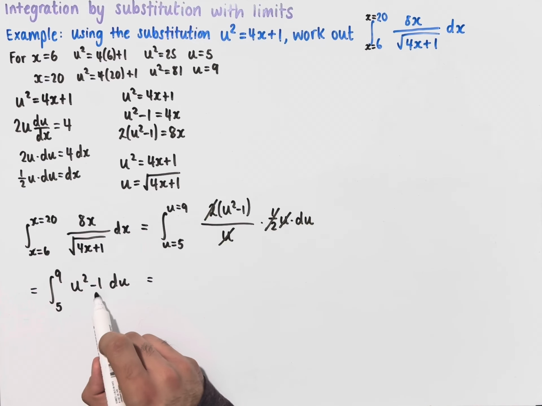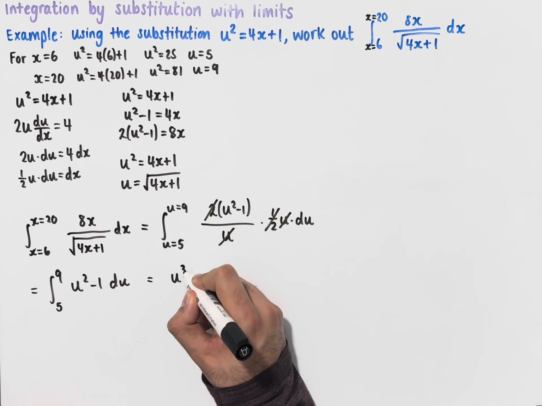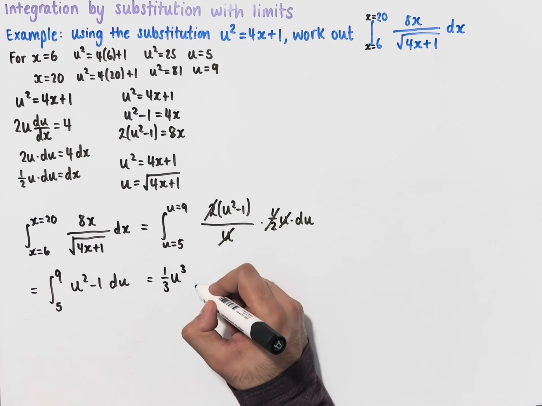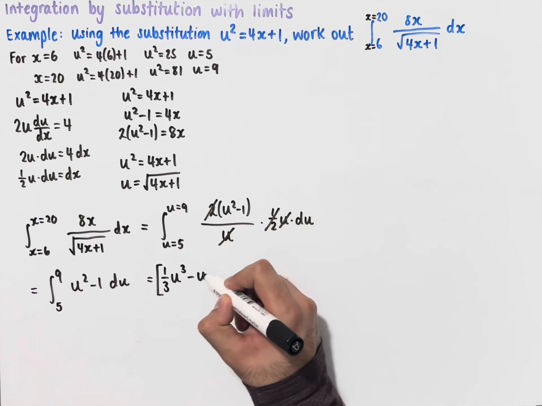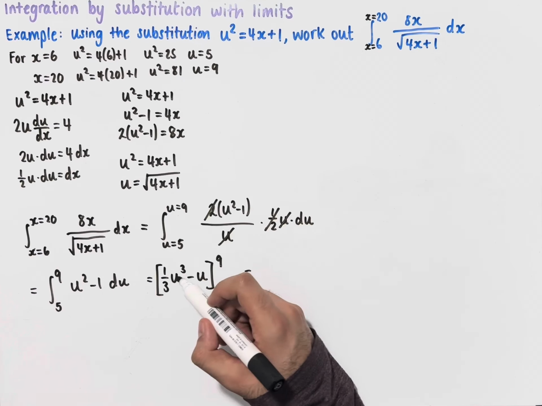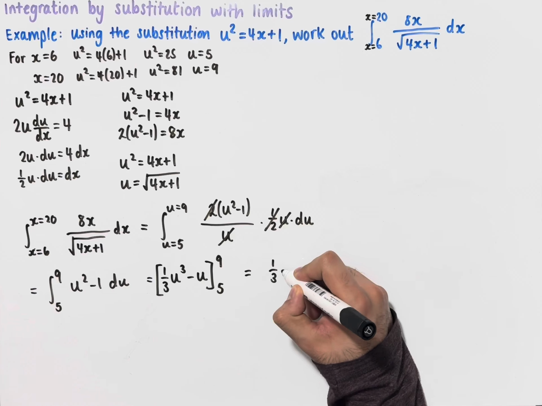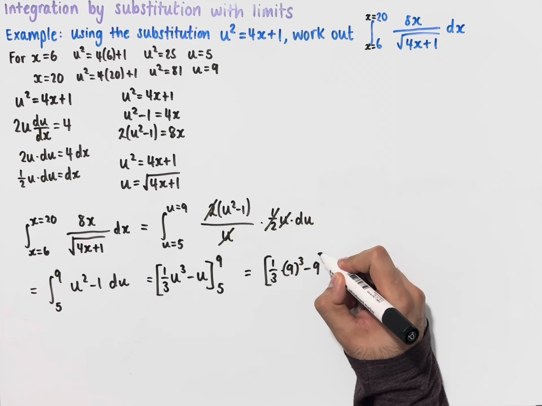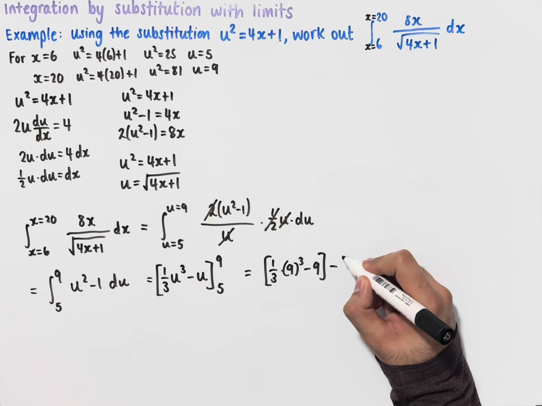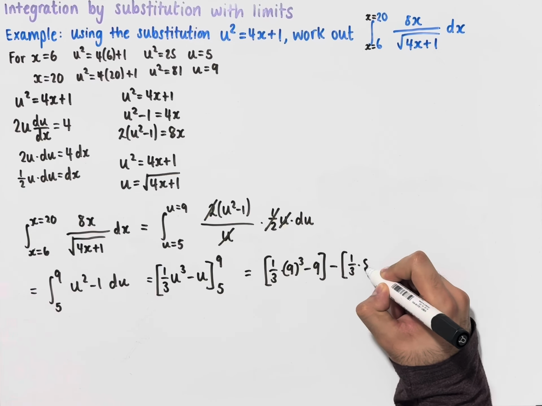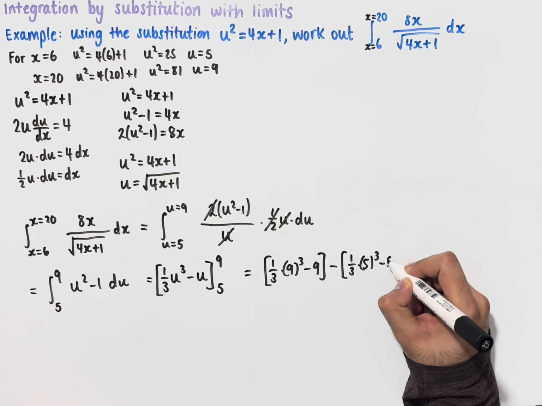So if we now integrate this expression, to integrate u squared, we add 1 to the power, so it becomes u to the power of 3, and then we divide by this power, which gives us a third. And then to integrate minus 1, that becomes minus u, and now our limits are equal to 9 and 5. And so at this stage, if we substitute our limits in, we have a third multiplied by 9 to the power of 3 minus 9, and all of this is then subtracted by when we substitute 5 into the expression. So we have a third times 5 cubed minus 5 all in brackets.